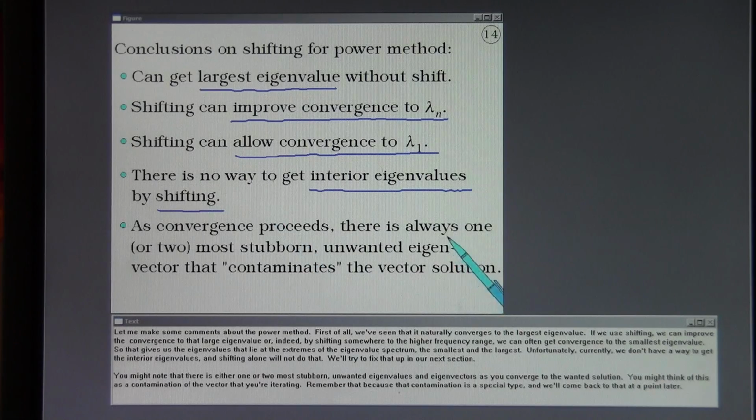You might note that there is either one or two most stubborn, unwanted eigenvalues and eigenvectors as you converge to the wanted solution. You might think of this as a contamination of the vector that you're iterating. Remember that, because that contamination is a special type, and we'll come back to that point later.